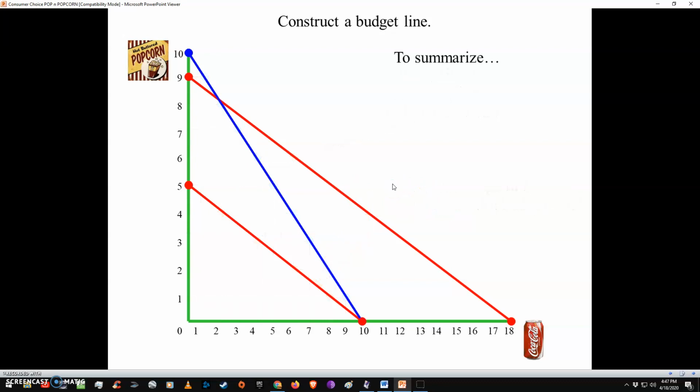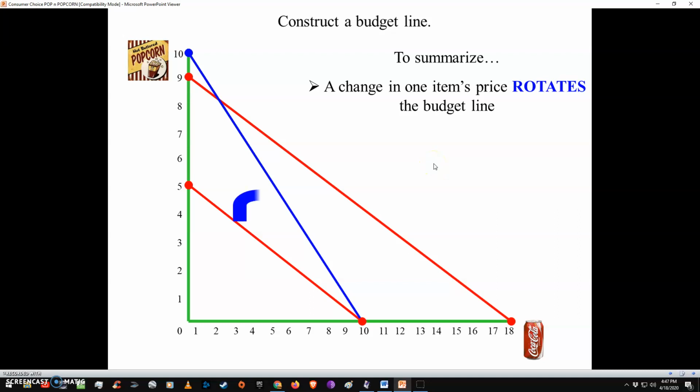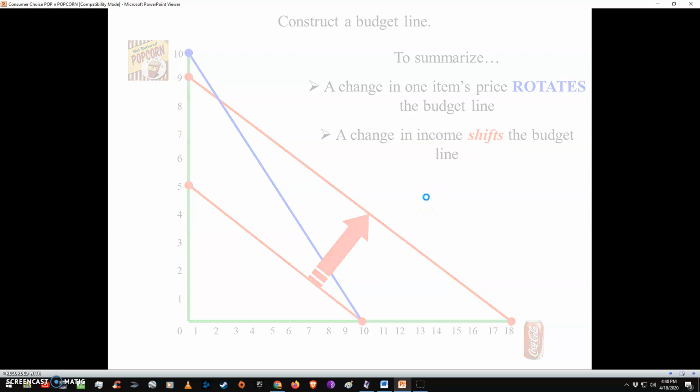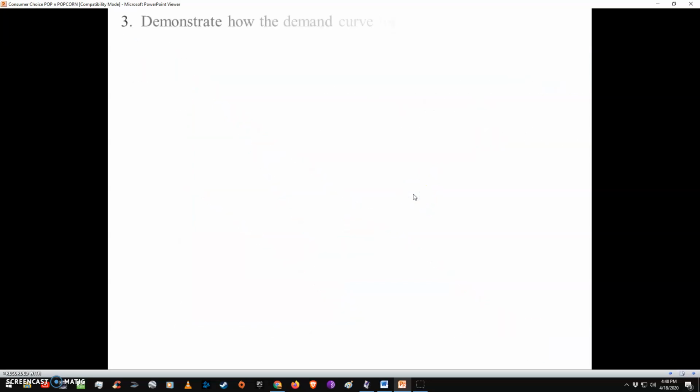So let's review. I say again. So if the price of something changes, one of the aspects will change. It rotates. The slope will change. But if our income changes, we can buy all goods and services. That's why the budget line is down slope because of marginal utility.